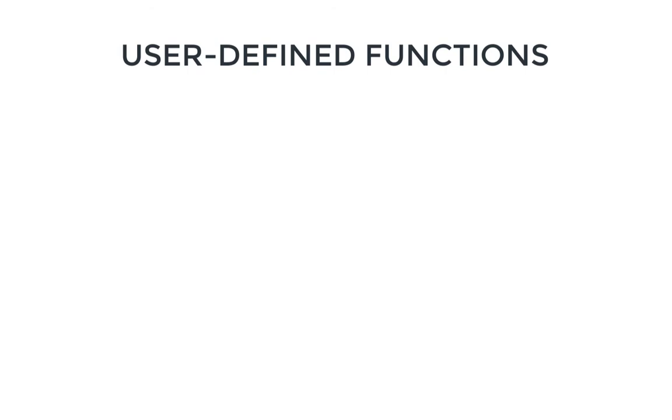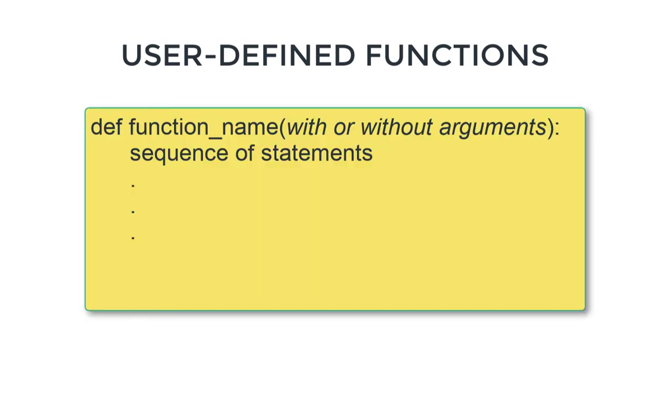In this module, we will learn about user-defined functions. A function is defined using the keyword def followed by the function name, with or without arguments, and then a colon. The sequence of statements within the function are grouped together by indenting them.